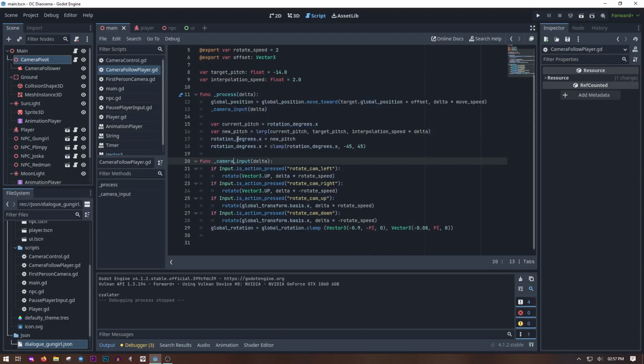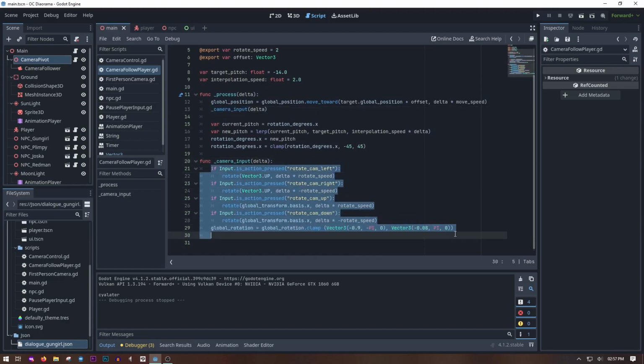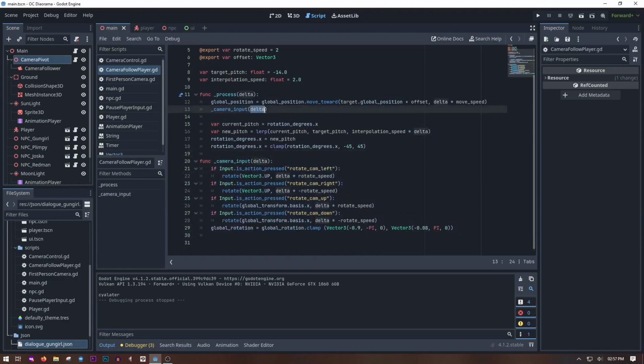And then camera input, which is every frame we want to run this function, which is explaining what the camera does, delta, every frame. I feel like that might be redundant. Probably not. Because it's processing camera input every frame, and camera input is doing this every frame. Seems redundant, but maybe it isn't. Maybe it is very important. Some things I just don't get why they are the case.